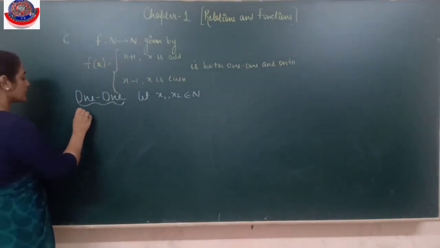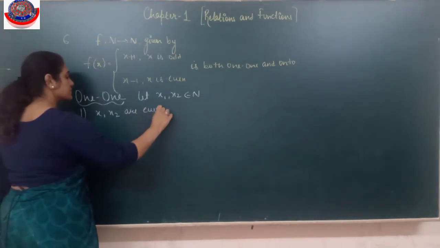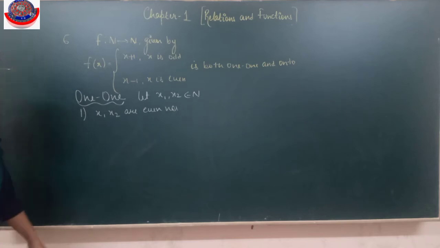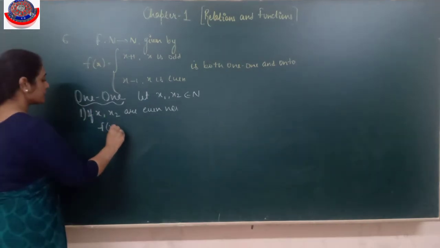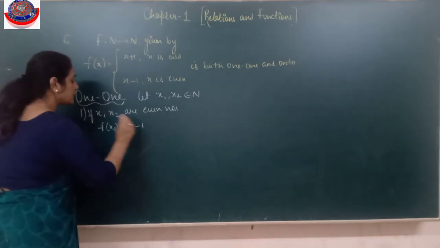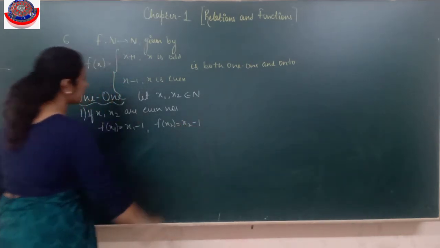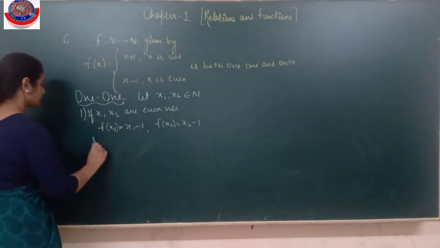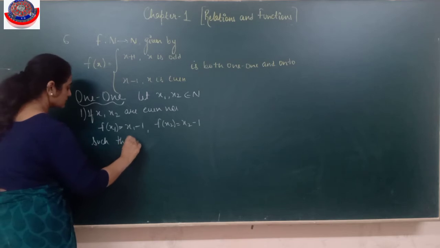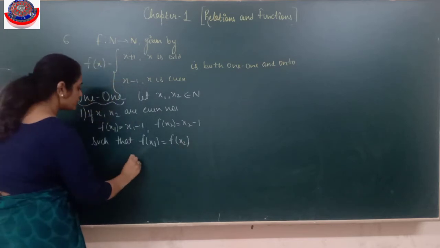Case 1: x1 and x2 are both even numbers. If both are even numbers, then f of x1 will be x1 minus 1 and f of x2 will be x2 minus 1. Clear? How do we prove 1-1 and onto? We assume such that, and put the values.